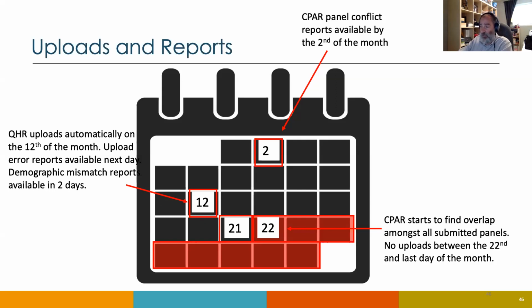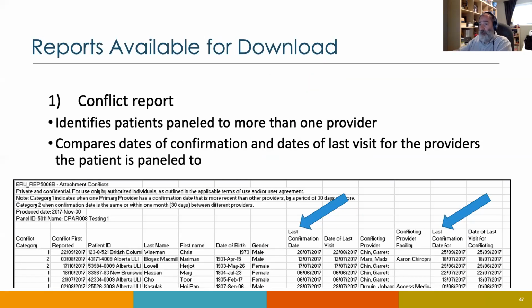On the 22nd of the month, CPAR goes into a blackout period. And during that period of the 22nd to the end of the month, it's taking all of the panels that it's received from around the province and comparing them and finding the conflicts and building the conflict reports. And on the 2nd of the month, those conflicts reports will be available again to download from the CPAR website, and then they can be used.